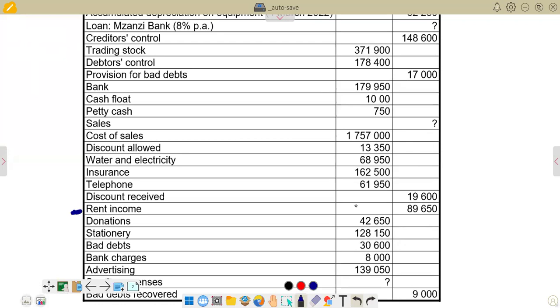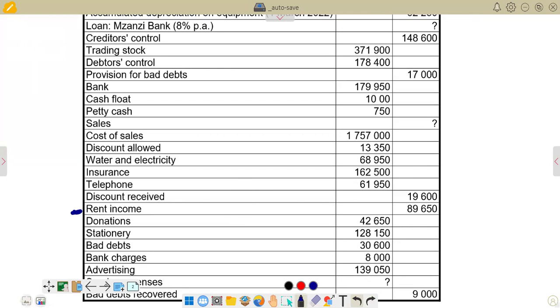Remember, we need to comply with the matching principle or the accruals principle, whereby we say what belongs to this year, we record it this year, and what doesn't belong to this year, we remove it. In this case, we are going to add any accrual of this rent income, or rent owing. But if there's any rent income that was received in advance, we are supposed to subtract it as it doesn't belong to this period. So this is what we have.